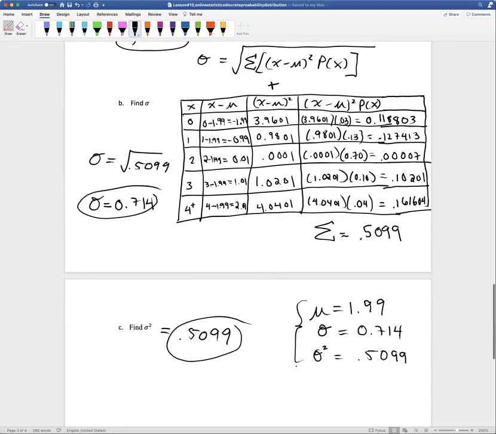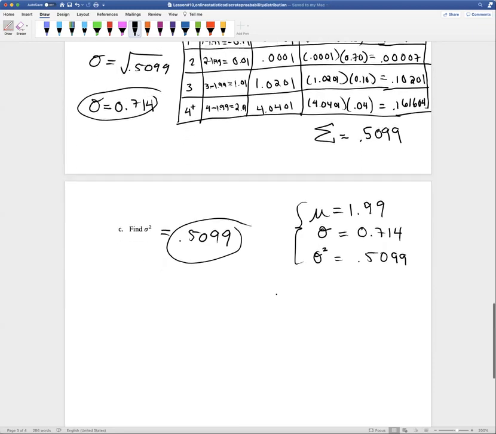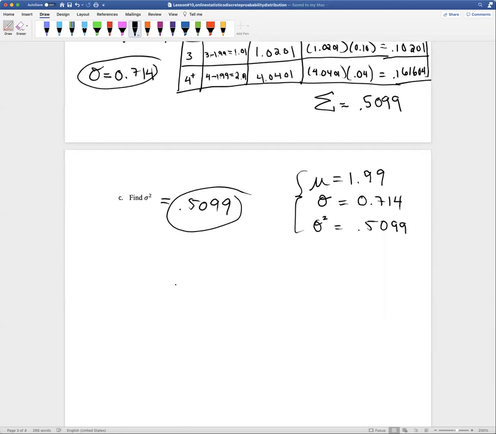Okay, so we talked about why the mean, the expected value, is important. Well, let's talk about why the standard deviation is important in terms of outliers. For a discrete probability distribution, we can find outliers by using the general rule of thumb that anything is an outlier that is more than 2 or less than 2 standard deviations from the mean.